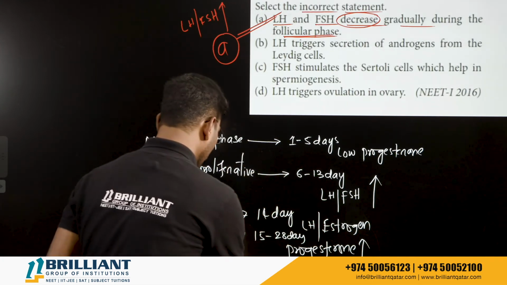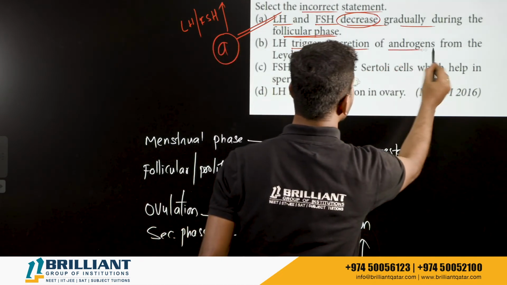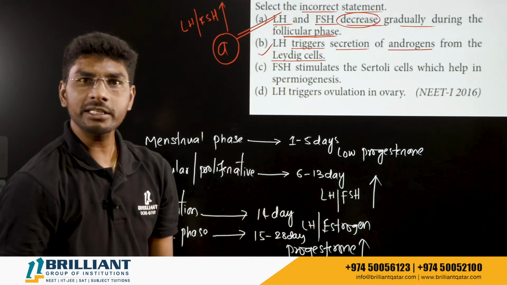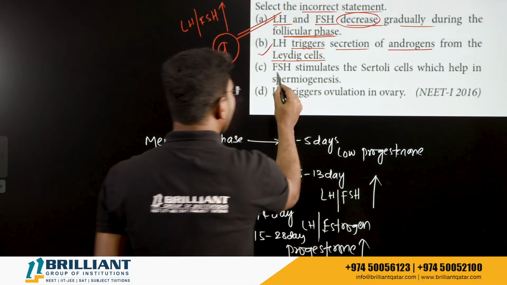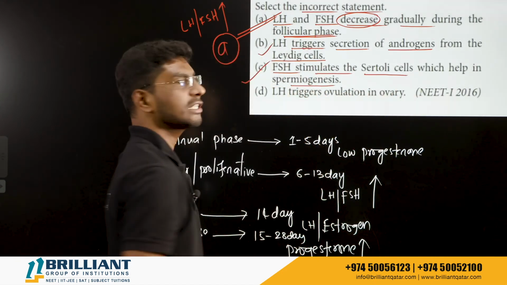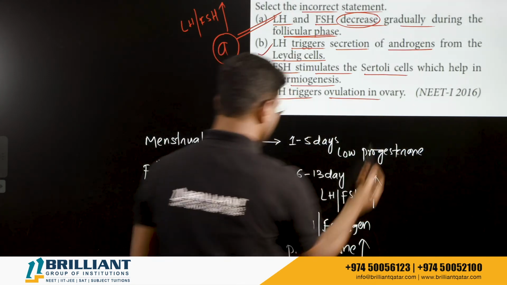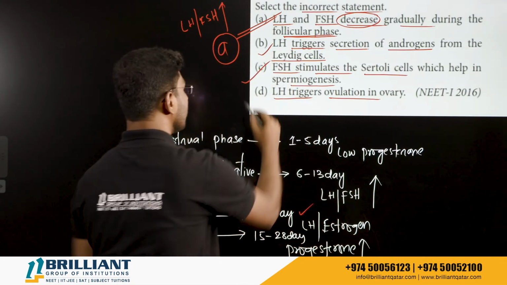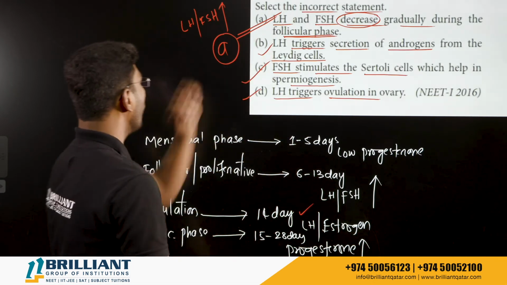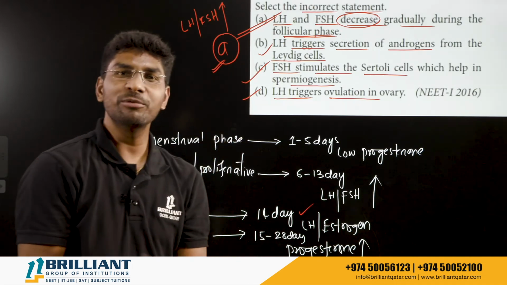Now look at option 2. It tells us LH triggers the secretion of androgen from the Leydig cells. It is correct. They are asking for the incorrect statement. Next, FSH stimulates the Sertoli cells for nourishment and also helps spermatogenesis. This is also correct. LH triggers ovulation, as I told you. This is also correct. So what is the incorrect statement? The incorrect answer is option 1. So our answer is option 1. You got my point? Shall we move to the next question?